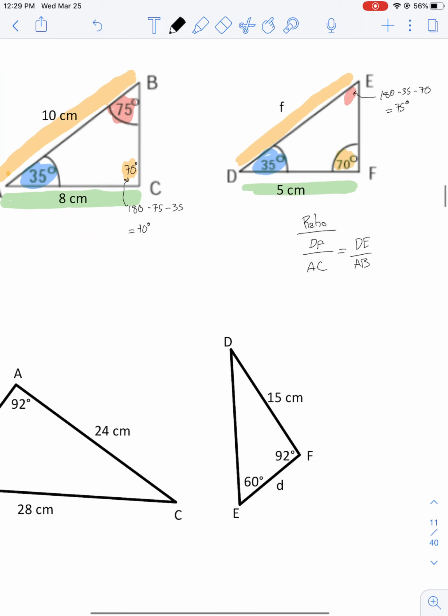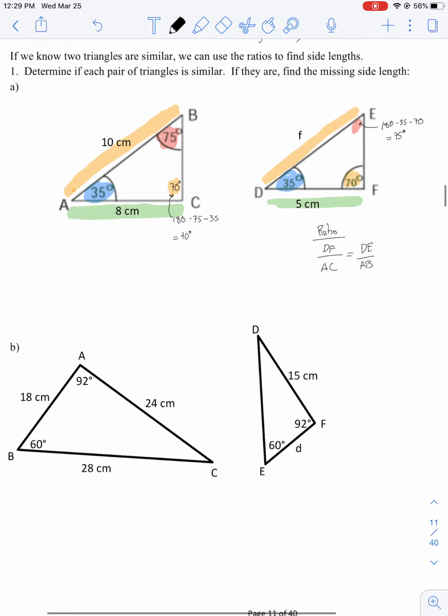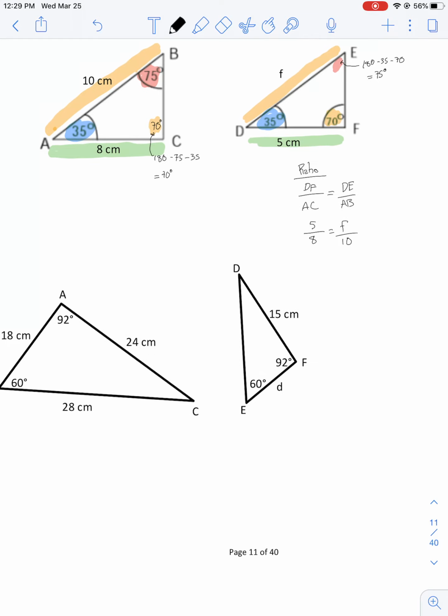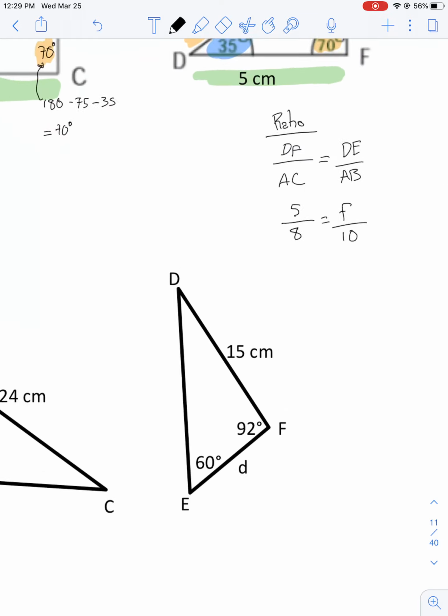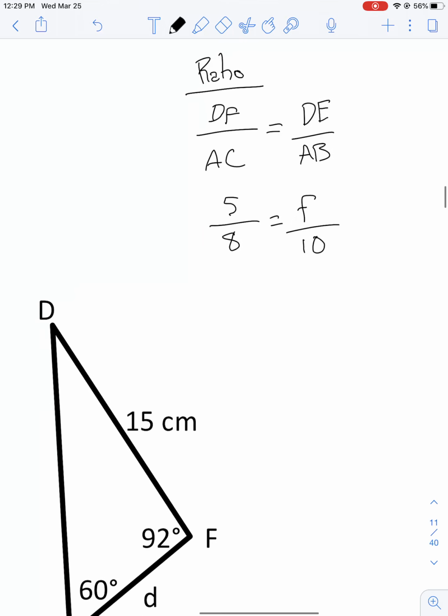B. So I'm saying that side DF, well, we know the value of that. We can say the ratio of 5 to 8, AC to A needs to be the same ratio as DE. I don't know what DE is. They just called it small f. But I need to know that side is 10. So those ratios need to be the same. So it's an unknown here. We're trying to solve for f in this equation.